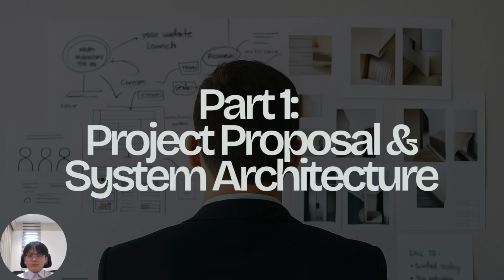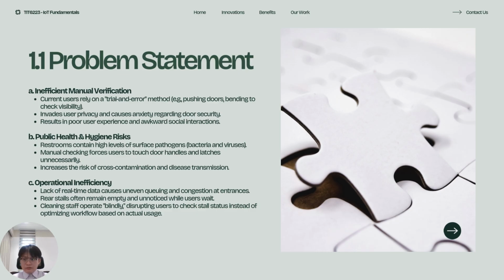So next, let us move on to part 1 of this case study, which is the project proposal and system architecture. So first is the problem statement, which is the issue of inefficient manual verification. Currently, the only way for a user to know if a specific stall is available is through what we call the trial and error method.